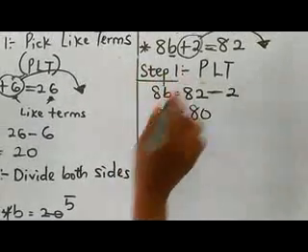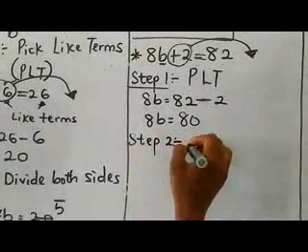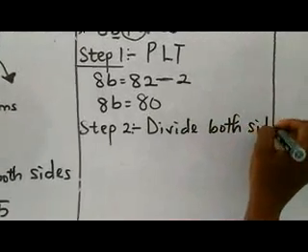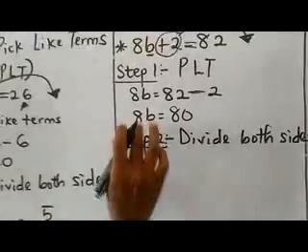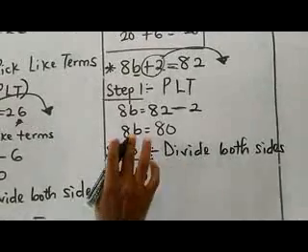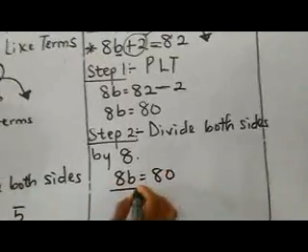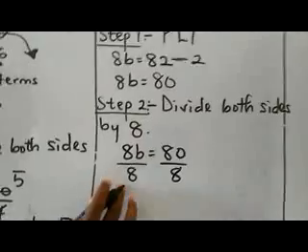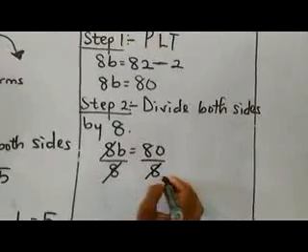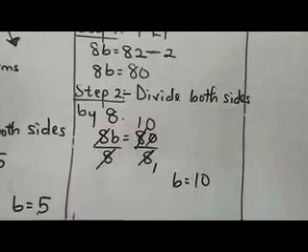We have not yet found b. B is still hidden. So step 2, what do we do? We divide both sides by whatever number is preventing b from being on its own. And in this situation, it's 8 that is preventing b from being on its own. So that will be 8b is equal to 80. Divide both sides by 8 because it is 8 that is preventing this b from being on its own. Cancel here, 8 cancel 8. Now 8 here is 1. 8 in 8 is 1, then 0. So b is 10.